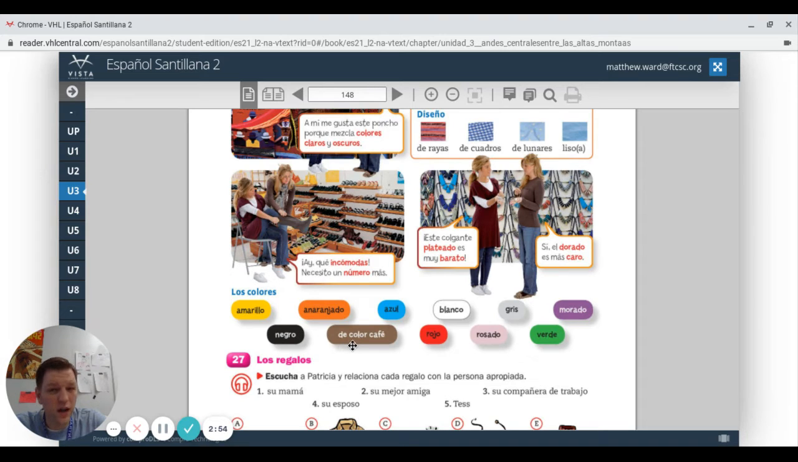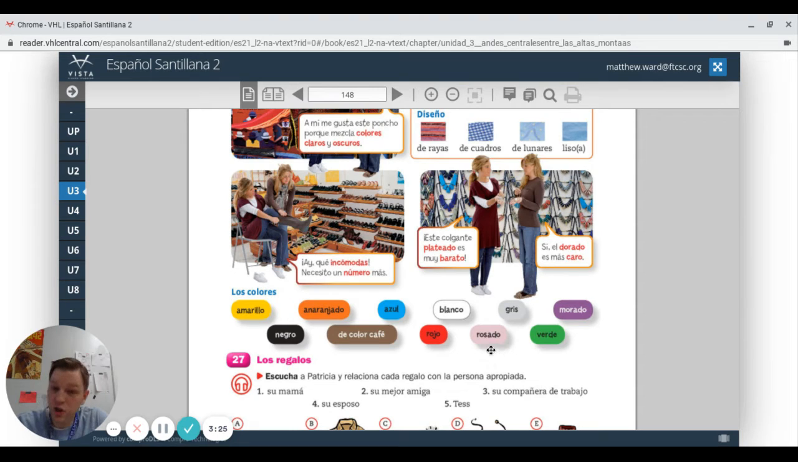For brown, they call it of the color brown. So clase de color café. It's a 3-word one. De color café. Este color es rojo. Repitan, rojo. Rosado. Rosado. And este color es verde. Verde. Remember that colores are adjetivos, so the endings need to match on all but de color café.